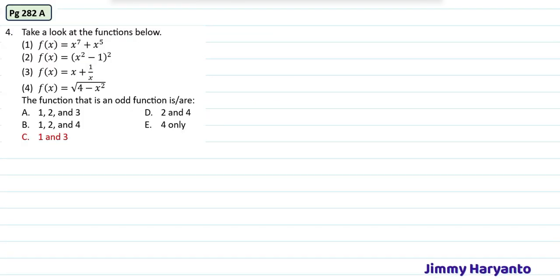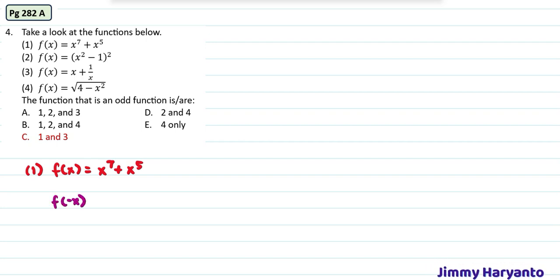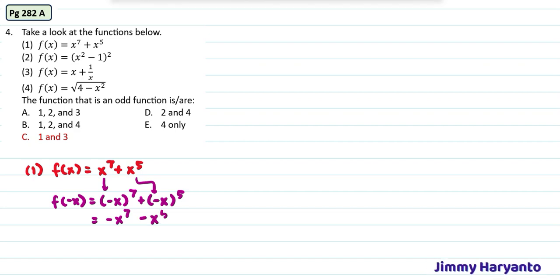Next is page 282A. You have to choose which ones are the odd functions. Okay, so first let's take a look at the first function. It's f(x) equals x to the power 7 plus x to the power 5. To prove that a function is an odd function, you have to prepare f(negative x). f(negative x) means you replace the x with negative x like this, and then you also replace this x with negative x like that, and then you calculate. Negative x to the power 7 will be negative x to the power 7, negative x to the power 5 will be negative x to the power 5.